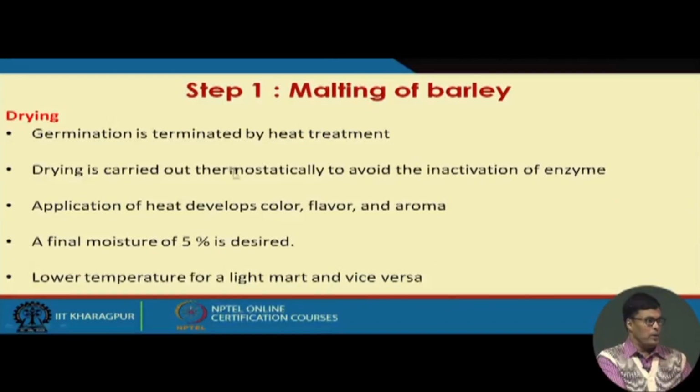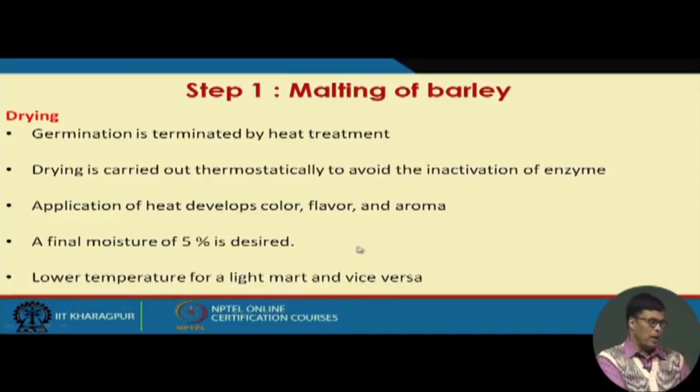Now during drying, the germination is terminated by heat treatment. Drying is carried out thermostatically to avoid the inactivation of enzyme. We maintain the temperature in such a way that inactivation of enzyme doesn't take place, and application of the heat develops the color, flavor and aroma. The final moisture content, I told you, 4 to 5% is desired. Then lower temperature for a light malt, or vice versa.